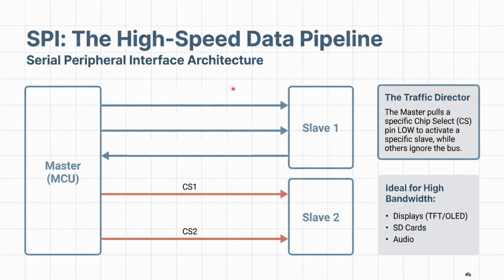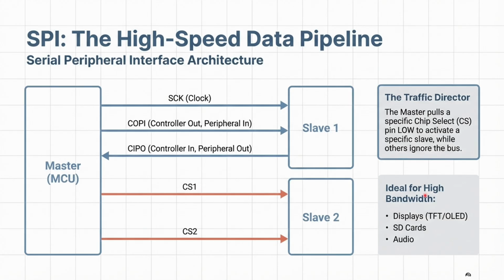We have four main wires. We have SCK, the serial clock. This is the master-driven heartbeat that keeps the data moving in perfect time. We have COPI, controller out, peripheral in. This is the master mouth talking to the slave ear. We have CIPO, controller in, peripheral out, the slave mouth that talks back to the master. And we have CS, which is the chip select. This is the traffic director.